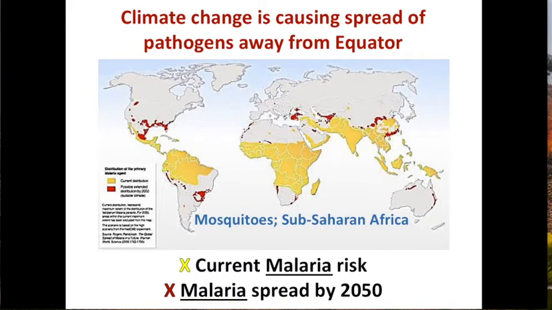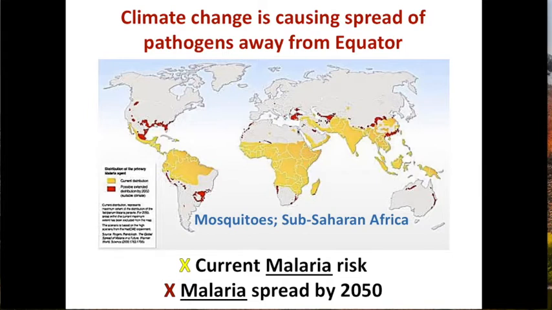Climate change is causing not just mosquito-borne illnesses to spread away from the equator, but we're seeing it with any pathogen that likes warmer weather. As the planet heats up, we tend to see a lot of these. For example, malaria, which is one that College Board wants you to know. Malaria is typically associated with mosquitoes and in the sub-Saharan African countries. And we see that extends across to South America, Asia as well.